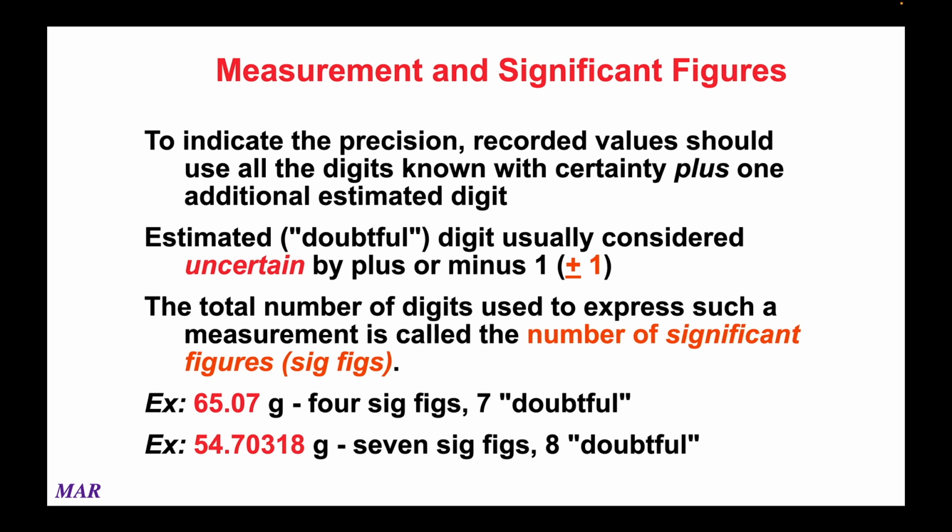So our measurement technique definitely makes a factor. Someone used a much better scale for the last one than they did for the first one, because the first one only had 4 sig figs. The last one there had 7 sig figs, so we have a better measurement.